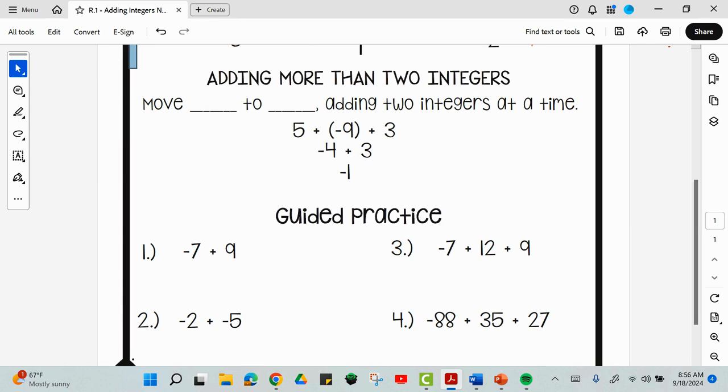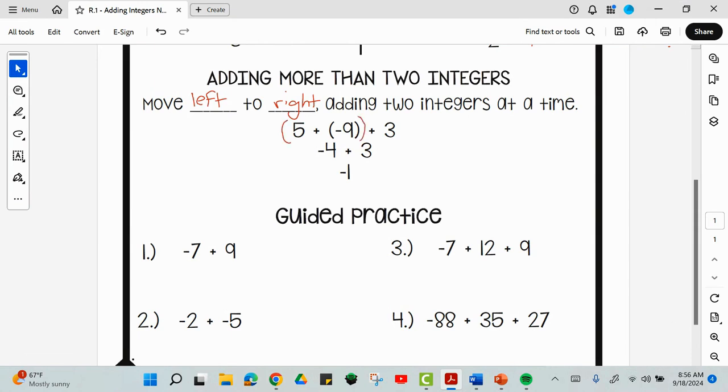Okay, sometimes we're going to have more than two integers to add, and that's fine. It's going to work exactly the same. So when you have more than two integers, you want to move from left to right. And you're going to add two integers at a time. So in this example, we've got 5 plus negative 9 plus 3. So I'm going to start off with 5 plus negative 9.